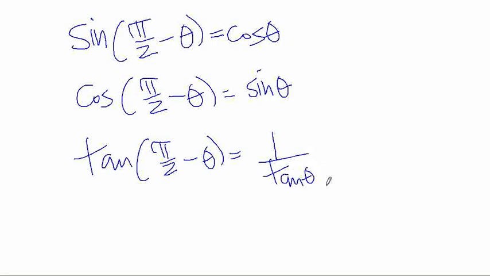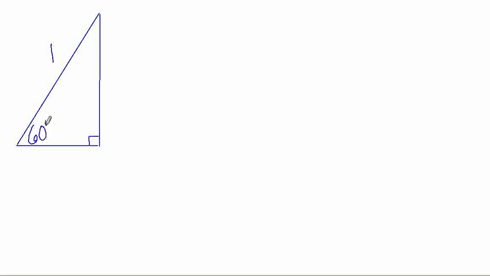All right, let's confirm this for an example triangle. All right, suppose we had what's called a 30, 60, 90 triangle with a hypotenuse of length 1. So that would imply that the horizontal leg length is 1/2 and the vertical leg length is √3 over 2.